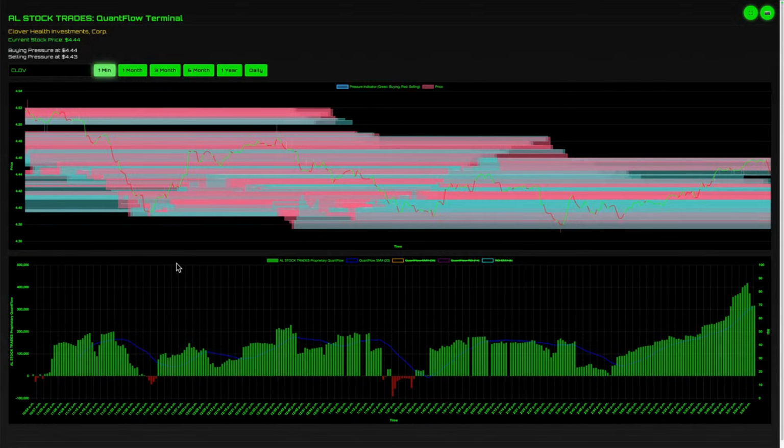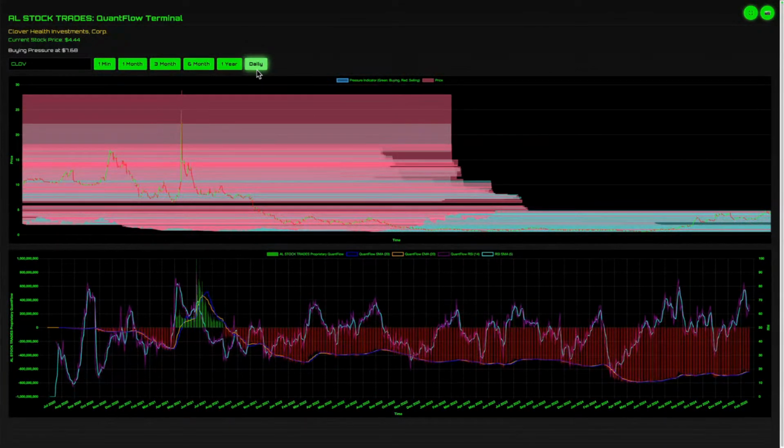What you basically see here is the red means selling pressure, and the light blue cyan type color is supposed to be buying pressure. Now that we've walked through this, let's give an example that's pretty much in your face. Let's open up the daily first.